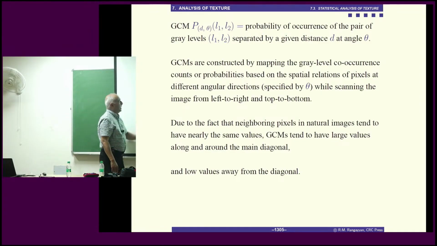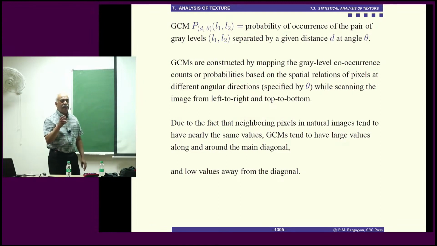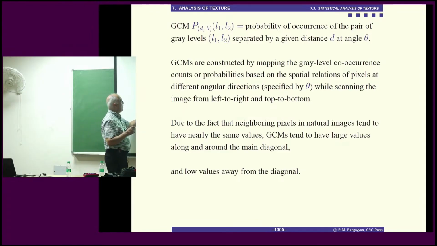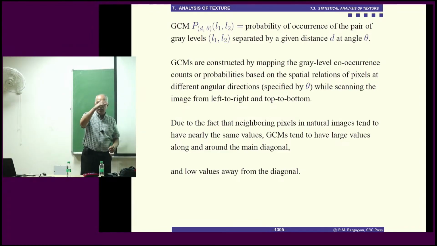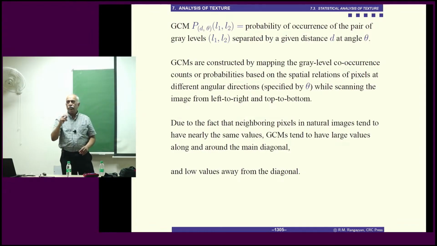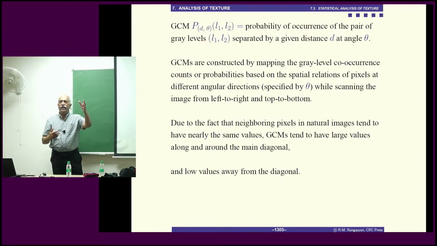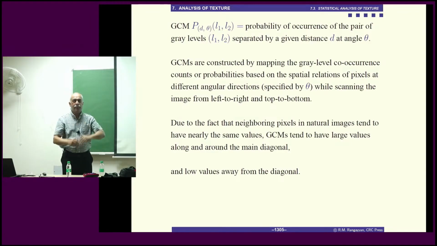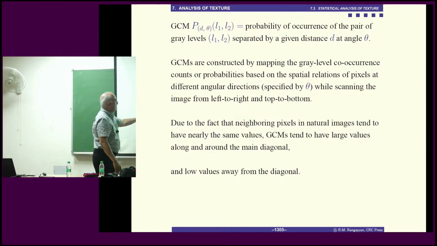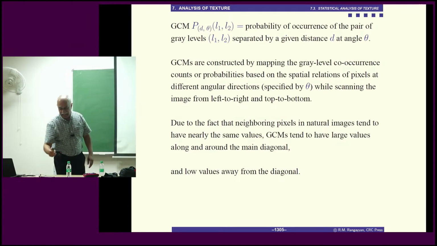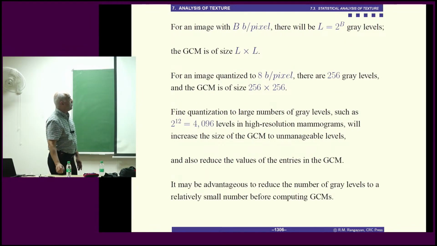Now, neighboring elements in natural images tend to have high correlation or nearly the same values. So GCMs tend to have large values along the main diagonal of the matrix and around it. If a pixel has the value 55, quite likely the neighboring pixels are 55, 54, 57. You don't get 200 or 0 there. Those values could occur somewhere else in the image, unless you're at an edge. And low values away from the diagonal. So these matrices have some general properties.